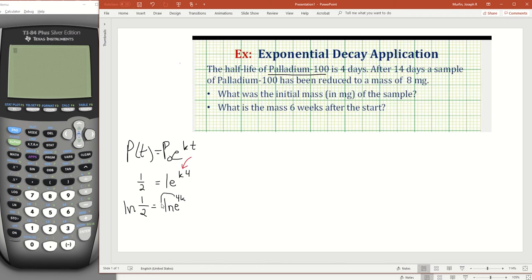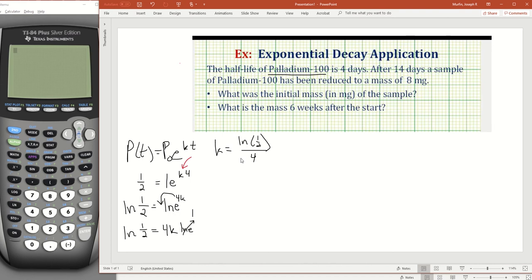And then our log rules allow us to drop this 4k down. So we end up with natural log of 1/2 is equal to 4k times the natural log of e, which is nice because the natural log of e is just 1. So we just end up with natural log of 1/2 is equal to 4k. So that tells us that k is just going to be the natural log of 1/2 divided by 4.